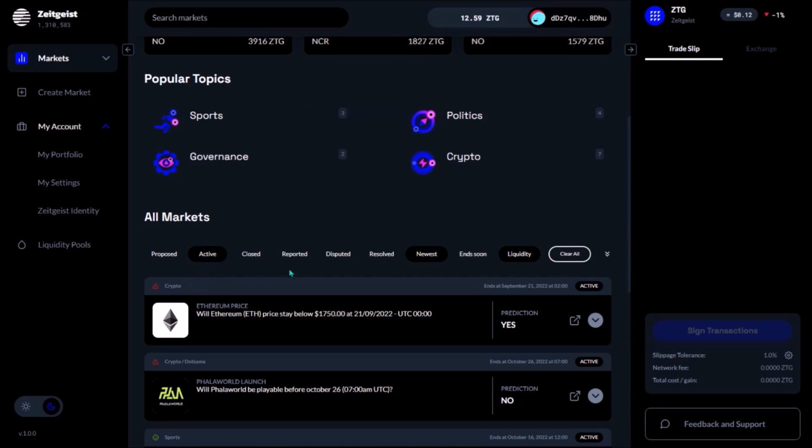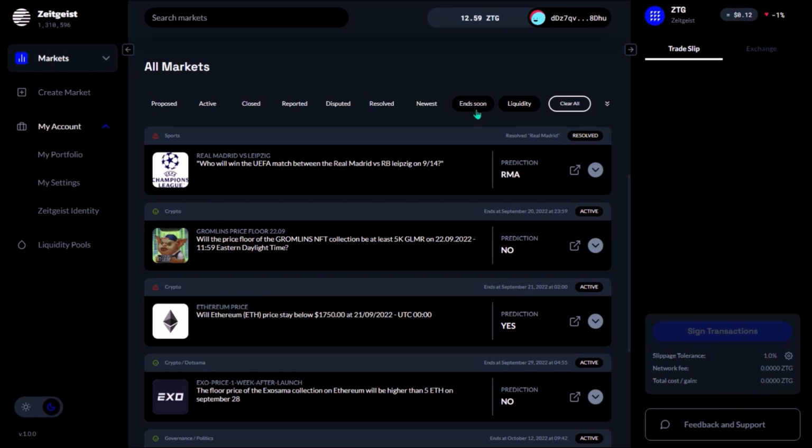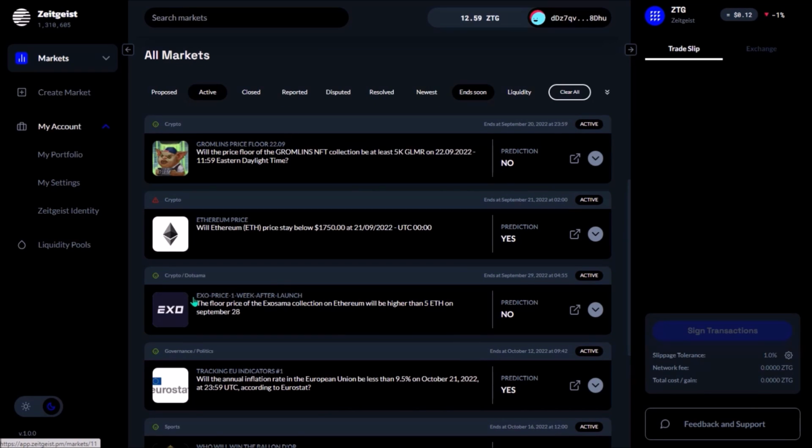Here you can filter markets, so you can display only currently active markets, proposed markets which still need to be approved and activated, or markets that end soon but you can still participate in them. So each market has a name. The name of this Kusama market is XO price 1 week after launch. And here is the question asked: the floor price of the Kusama collection on Ethereum will be higher than 5 ETH on September 28th.